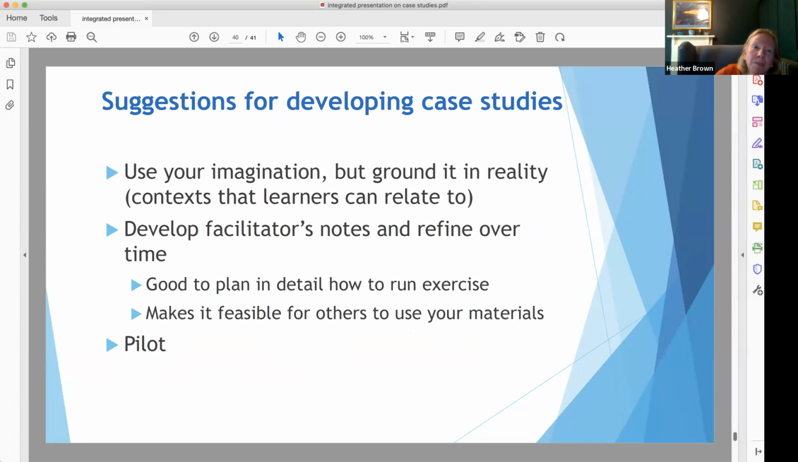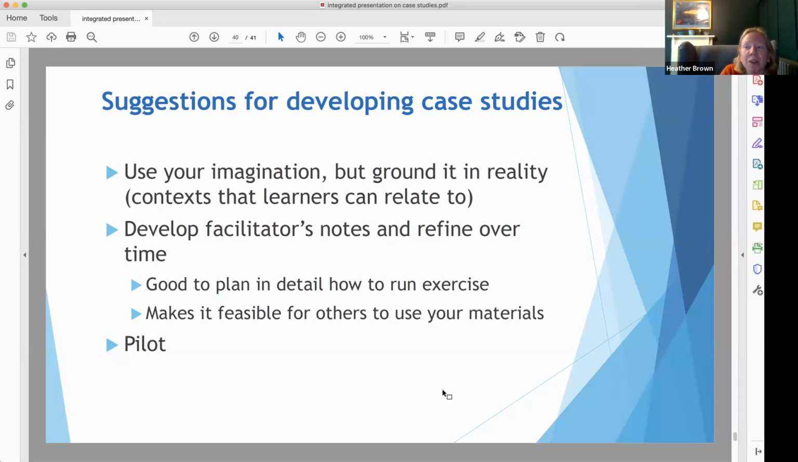It's also really helpful because you might not be teaching the module forever, and you want to share it with others, to develop facilitators' notes and to refine those over time, as I said, after getting feedback from students, so that it's something that other people can use.